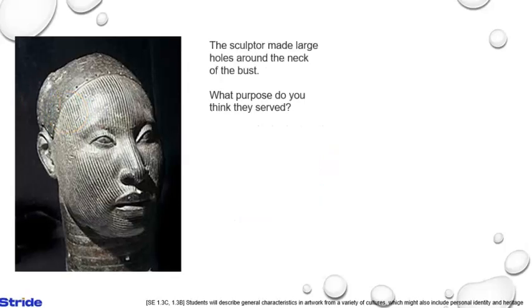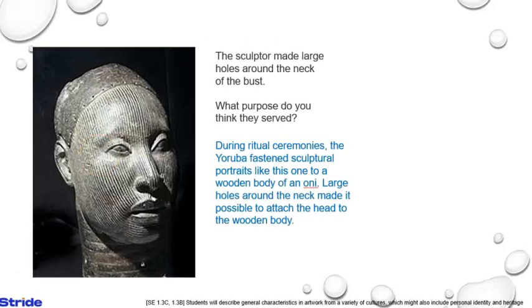The sculptor made large holes around the neck of the bust. See them right there? What purpose do you think they served? During ritual ceremonies, the Yoruba fastened sculptural portraits, like this one, to a wooden body of an oni. Large holes around the neck made it possible to attach the head to a wooden body. I would like to see that.